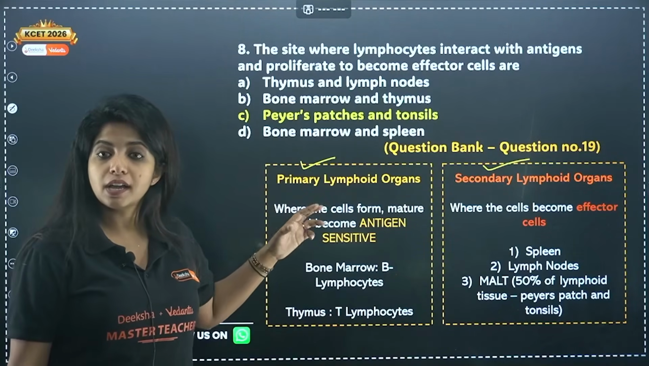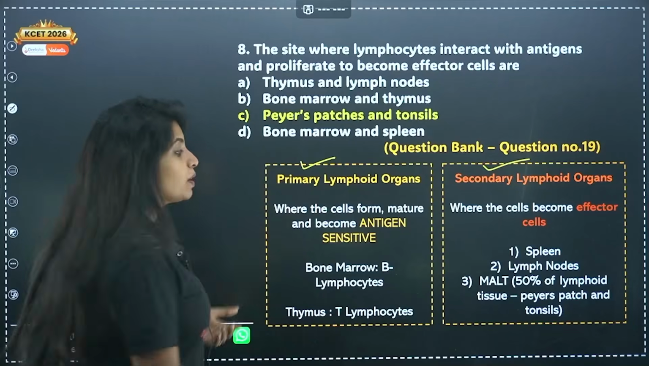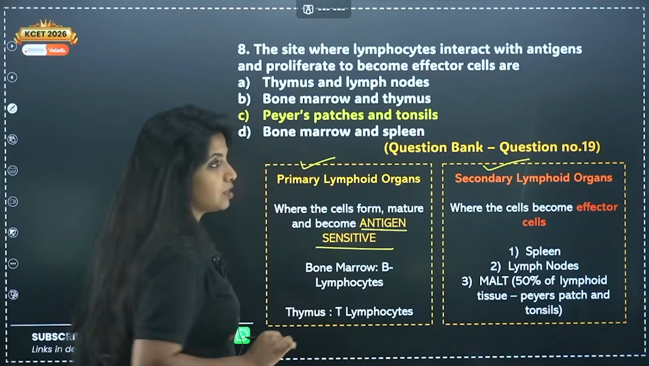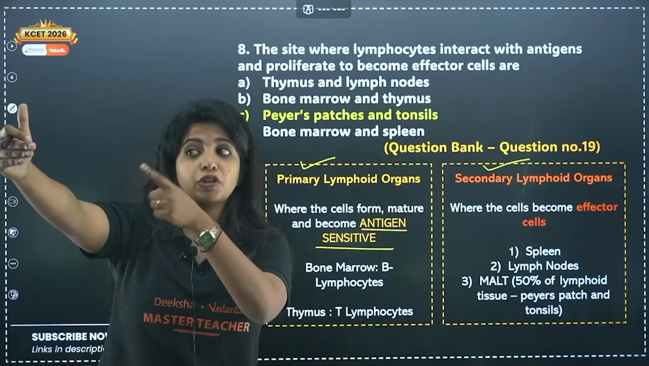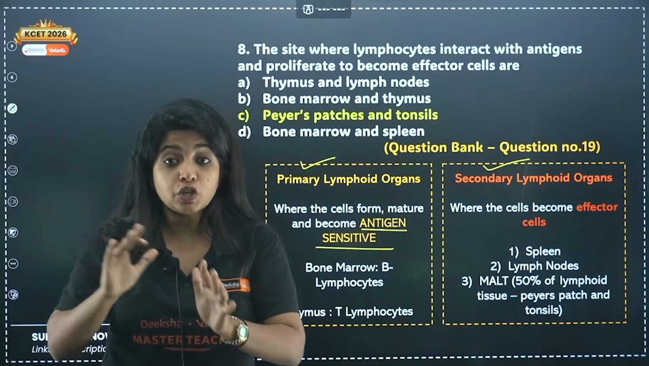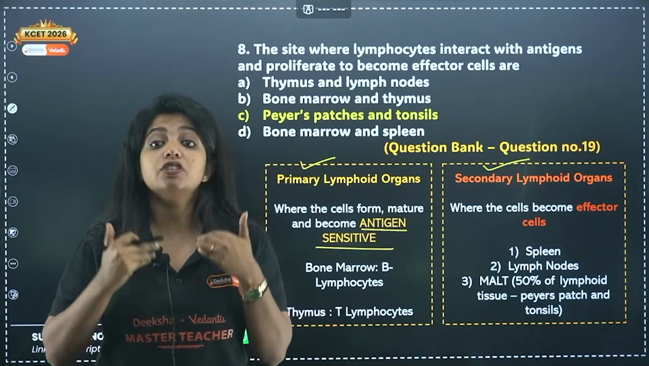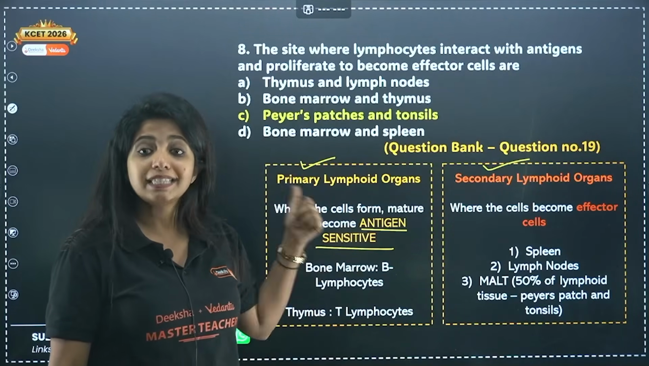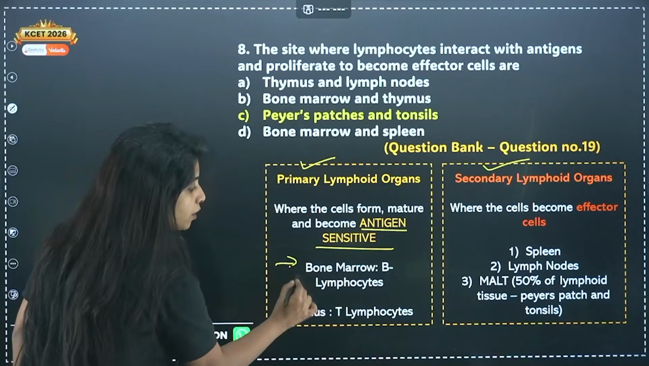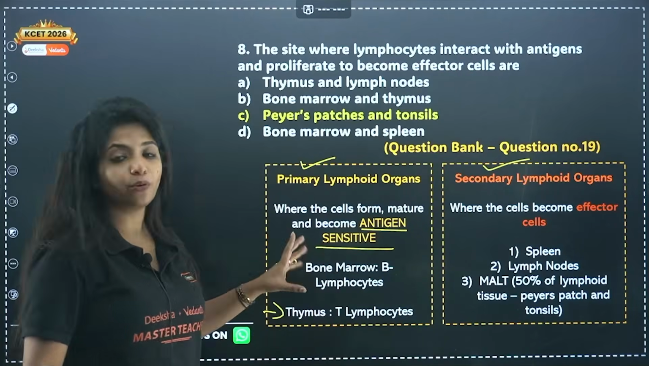They mature at this location, and they also become antigen sensitive. They know that there is an antigen, my enemy is there, and I have to act on it. But it does not start acting here itself. They just become antigen sensitive in the primary lymphoid organs. Examples of primary lymphoid organs are the bone marrow and the thymus.